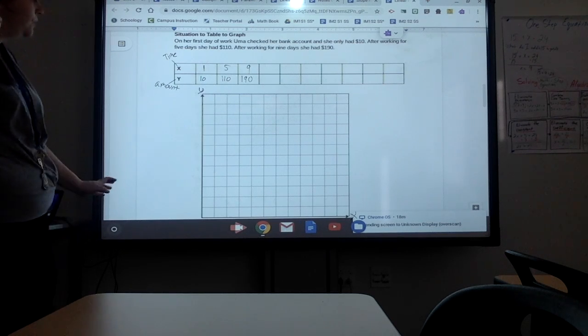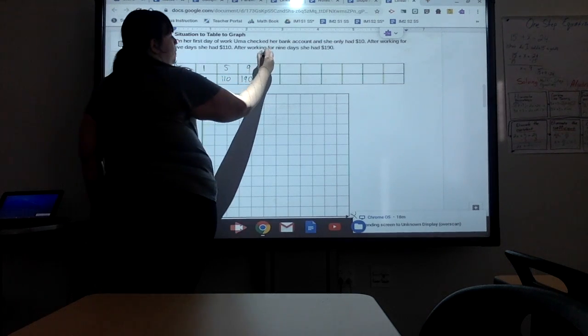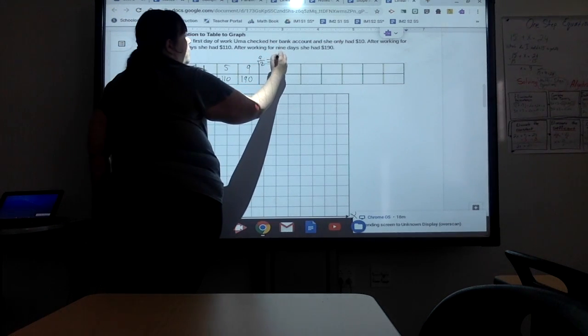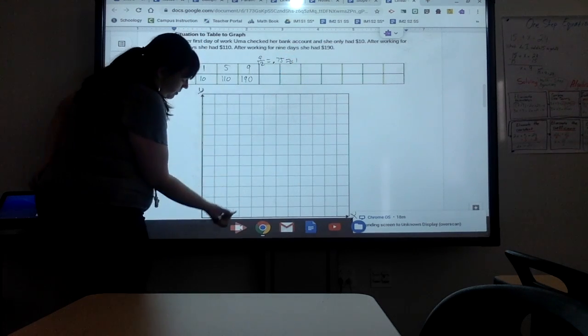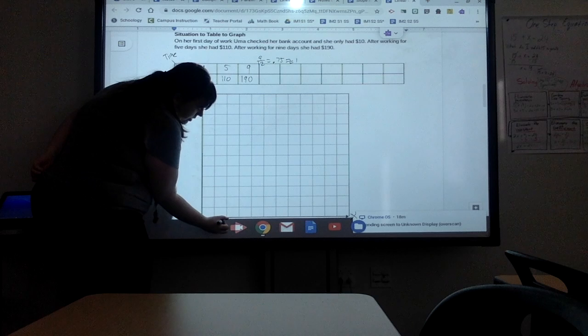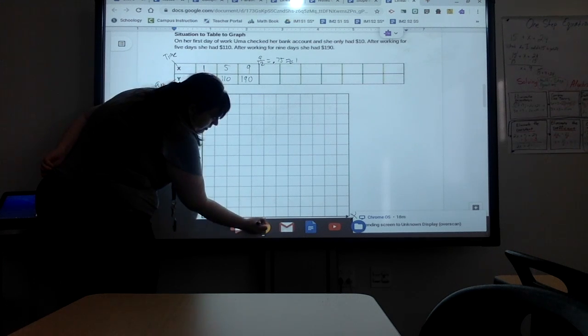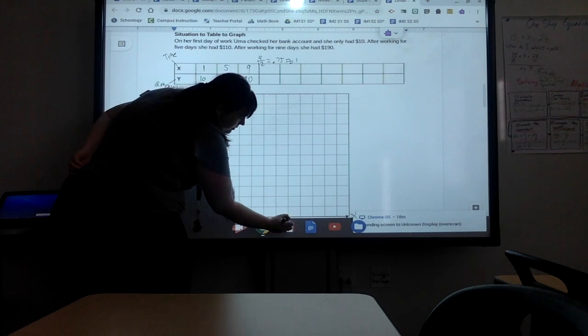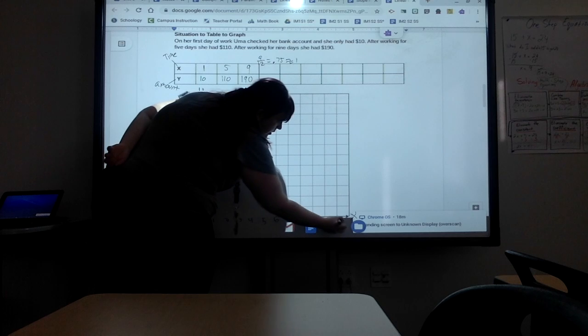So remember this graph had 12 tick marks. So for the x's, it's only going to 9. So 9 divided by 12 was 0.75, but I can round that to 1. So for my x's, I'm just going to go by ones. So we have 1, 2, 3, 4, 5, 6, 7, 8, 9, 10, 11, 12.